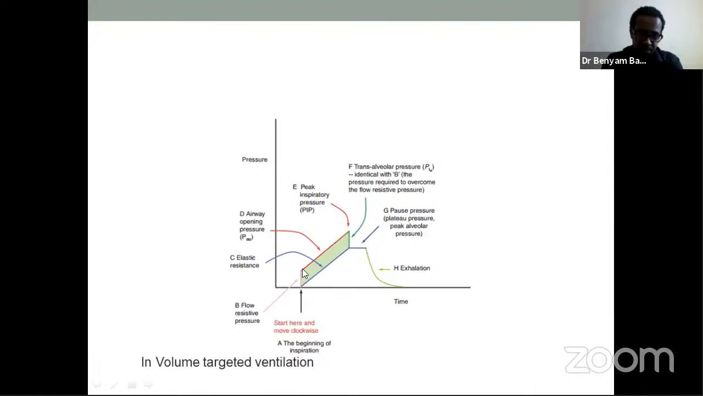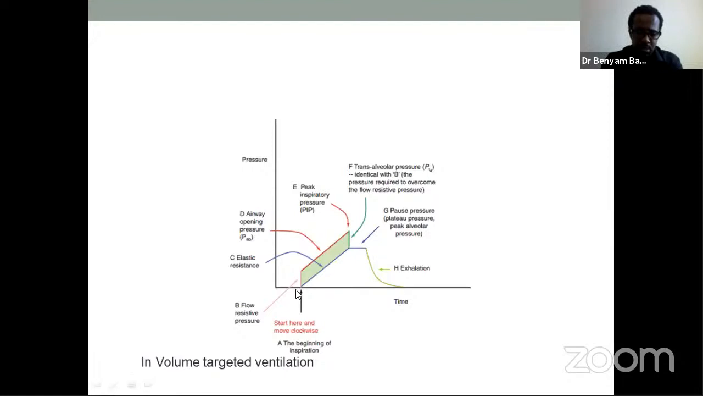That is the pressure generated to overcome the airway and the ventilator tubes, followed by a steep rise in pressure until it peaks at the peak inspiratory pressure. This steep rise implies the pressure used to overcome the circuits, the ET tube, and the larger airways, followed by a slight drop and plateauing, which we discussed last time as plateau pressure, or we can call it peak alveolar pressure. This is a plateauing phase, followed by exhalation.